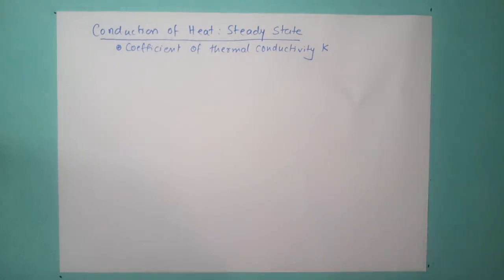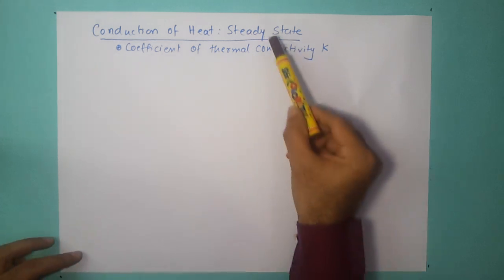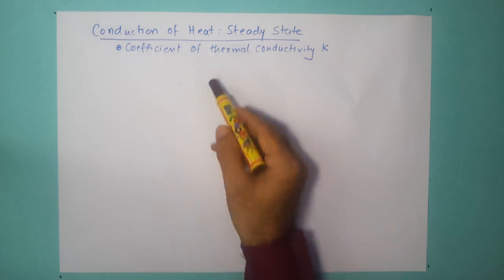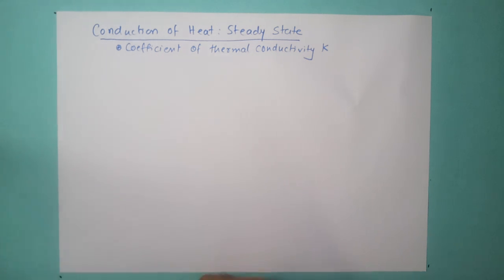I'm starting a video on heat transfer. As you would have studied in some earlier classes, the three modes of heat transfer are conduction, convection, and radiation. Here we'll be discussing heat transfer through conduction, and we will be looking at what we mean when we say the word steady state, and we'll also look at the term coefficient of thermal conductivity.